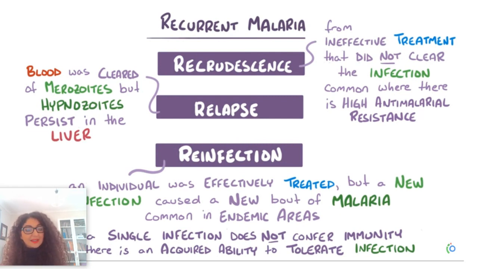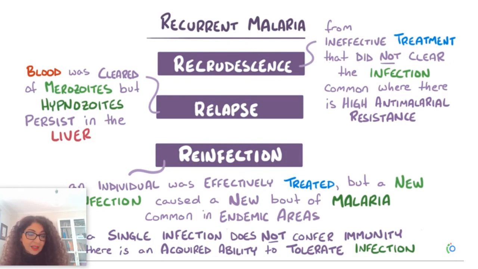Now, you may have eradicated the first one, but what happens then is you've still got the hypnozoites in the liver. And so what happens is then you can get the infection developing again. So it's really important that you understand that there can be a relapse if you have hypnozoites remaining in the liver.